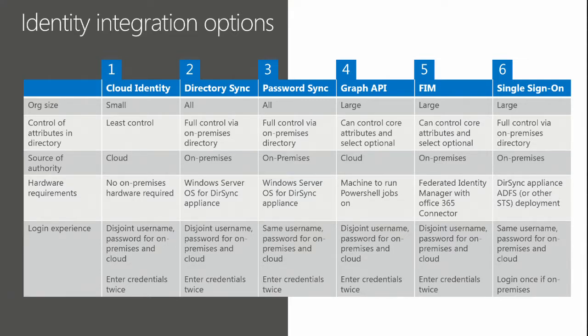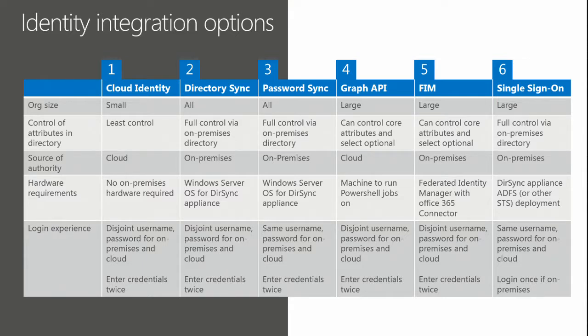So a lot of people are familiar with the DirSync tool, and they're familiar with its big limitation: you can't have the same password in the cloud and on-premise. So directory sync is the second column there. The third one, password sync, is exactly the same as directory sync, except we also synchronize the password hash into the cloud.